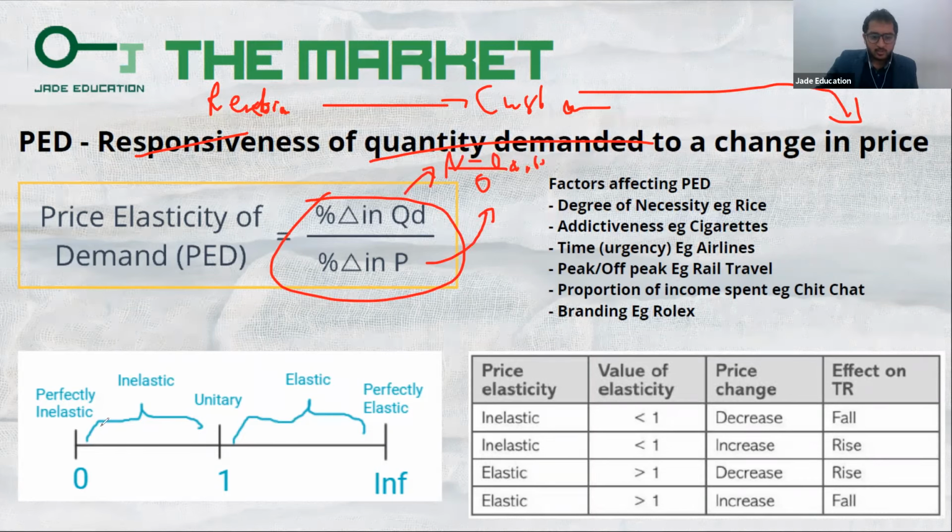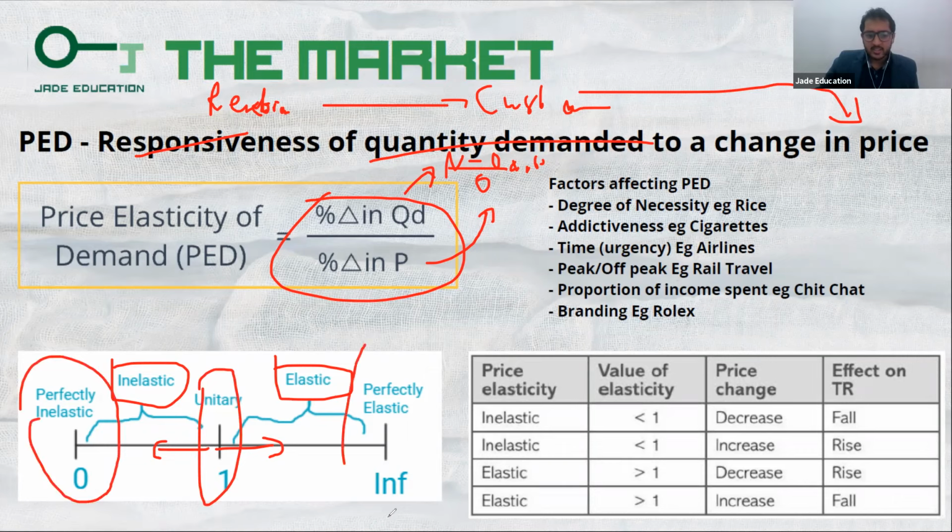Now, the two most important values are inelastic and elastic. Others are not all that important for business studies. Yeah. So the thing that you need to remember: inelastic, less than one. Elastic, more than one. Simple as that. Exactly one is unitary. Perfectly inelastic is zero, perfectly elastic is infinity.